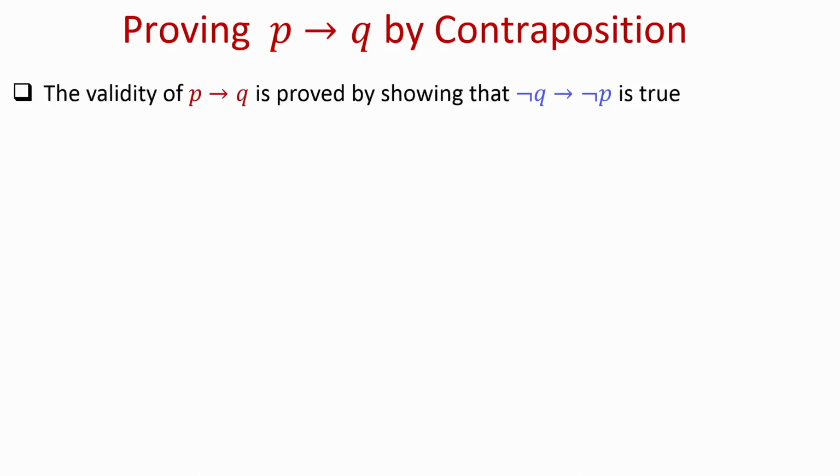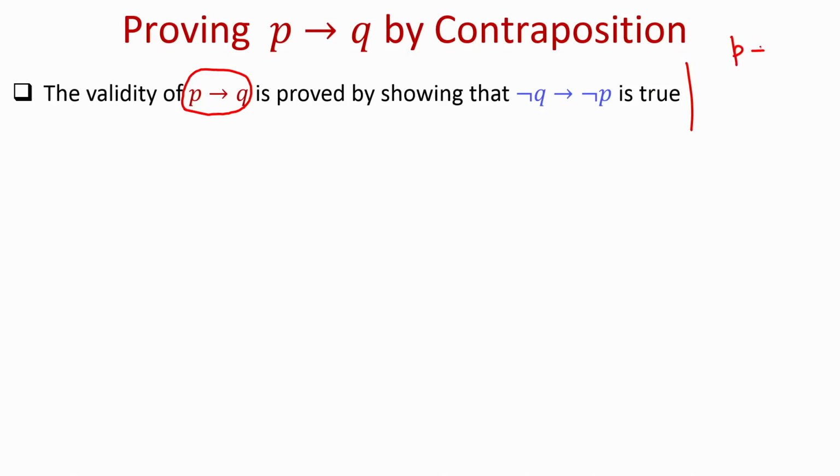So, that is why I need additional methods here, which are indirect methods. Let us see the first indirect method, which is called proof by contraposition. The idea behind proof by contraposition is the following. Your goal is to prove that P implies Q is true. We do that by instead showing that negation of Q implies negation of P is true. And why is this a valid proof method?